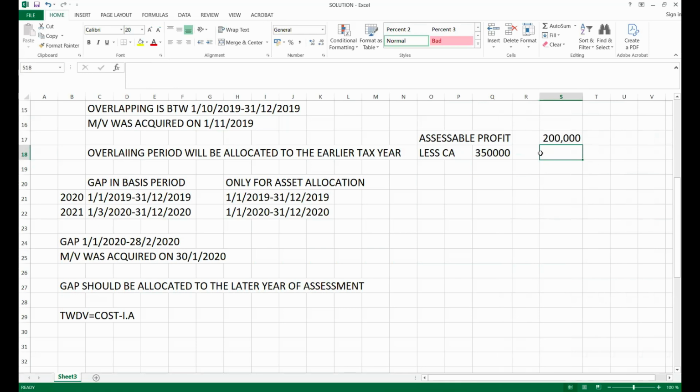We can only remove 200,000. So for capital allowance relief, we can only relieve 200,000, because that is the profit that we have for that year. So we are going to be left with 150,000. This 150,000 now, the law gave you a right as a taxpayer to take it to subsequent years, indefinitely.